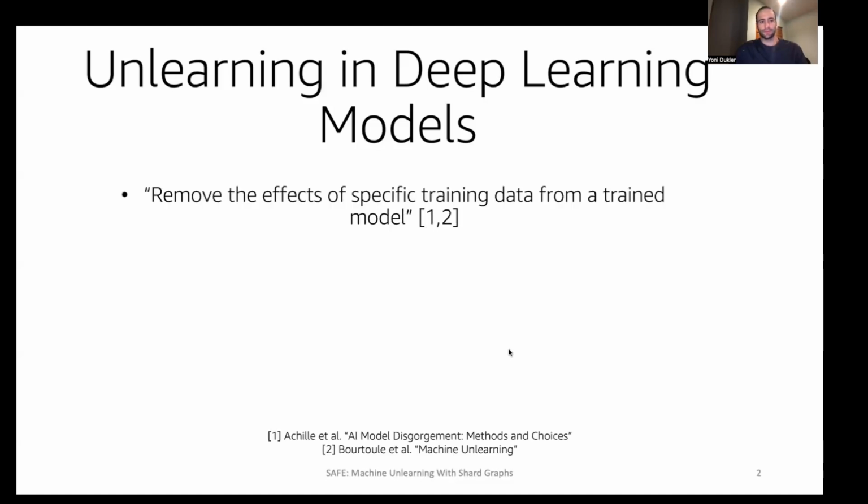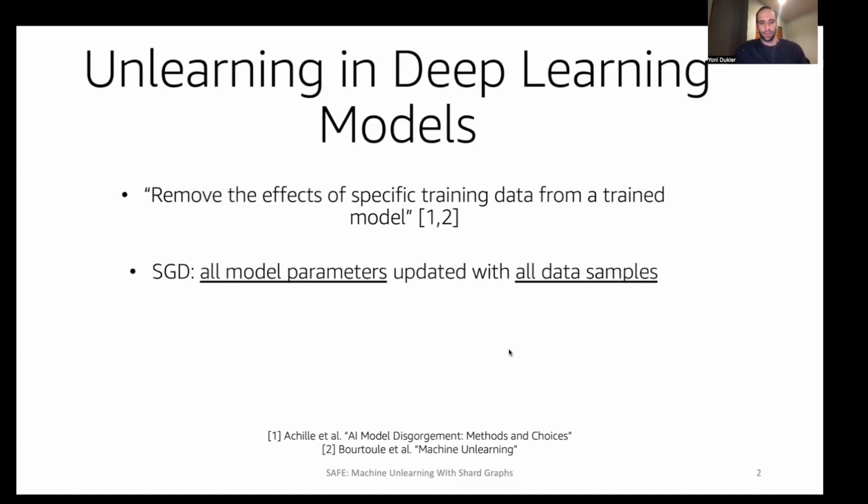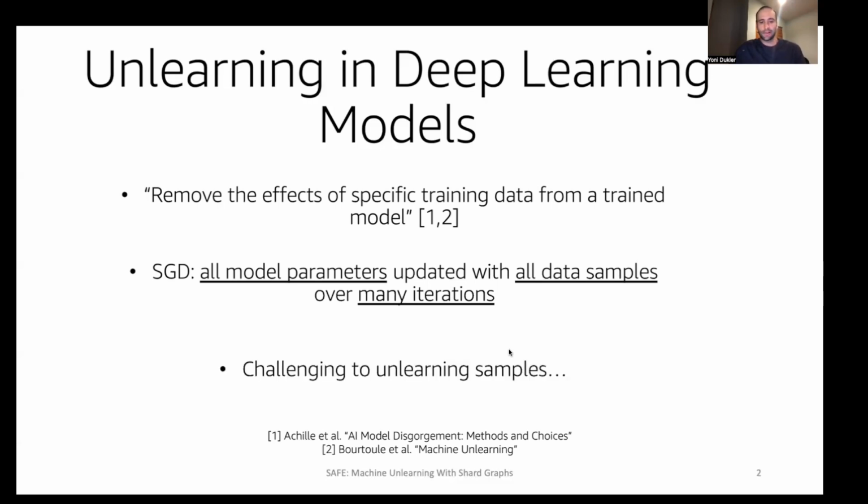The following is a definition we use for unlearning. The definition defines unlearning as removing the effects of specific training data from the trained model. The problem is that with the current paradigm of deep learning, an optimizer such as SGD or Adam will update all of the model parameters with all of the data samples and will do so over many iterations in an irreversible way. This is challenging for unlearning a particular sample, as we cannot undo all of the iterations, yet a particular sample could have been introduced at a very early iteration and is engraved into all of the model parameters.